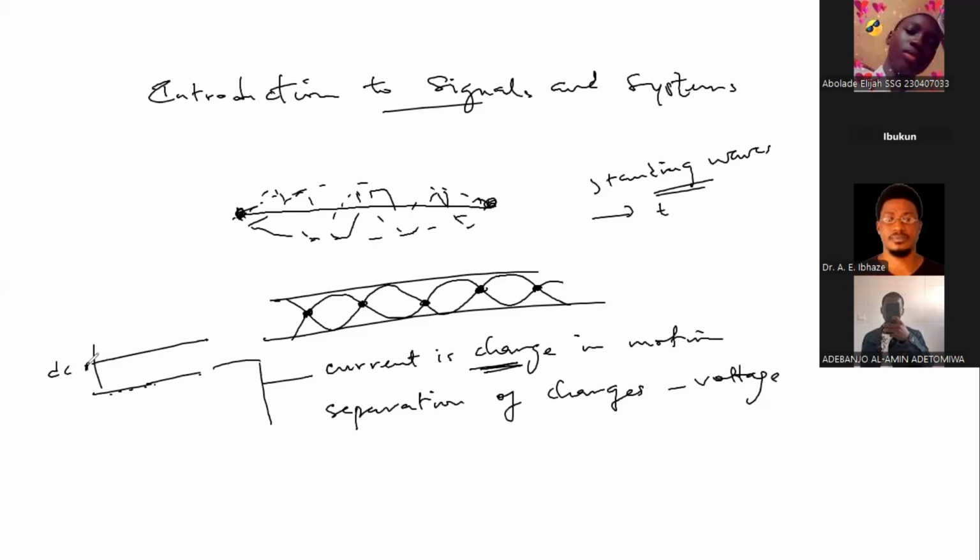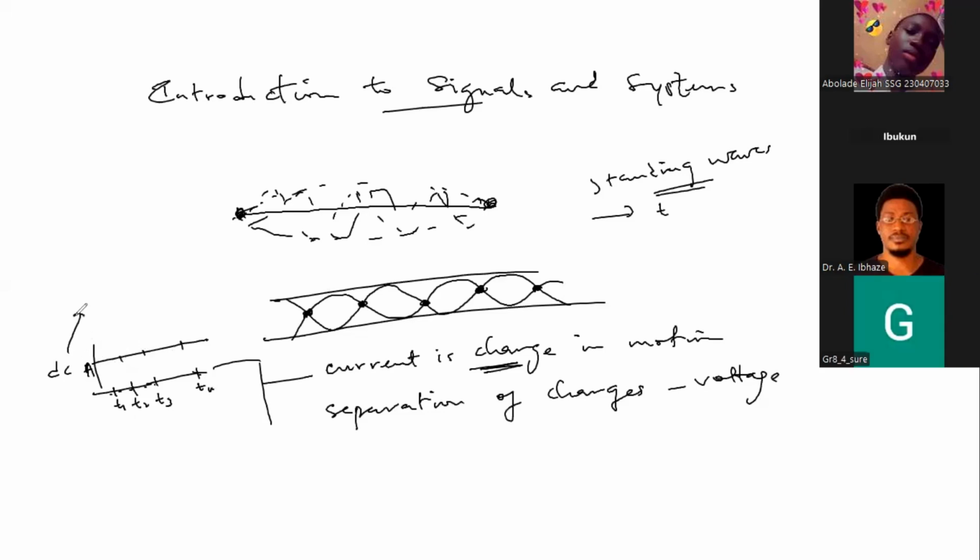Say A is the amplitude value. You now see that by the time we move to the first time instant T1, we have the same value. We move to the second time instant T2, it is the same value. We move to the third time instant, the same value. We move to the nth time instant, the same value. But is the current in motion? Yes, it is in motion. So the fact that the current is in motion does not make it a signal.